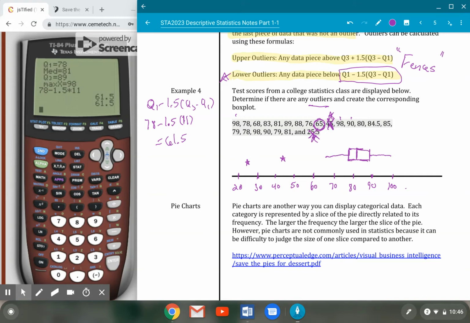So I can extend my whisker down here just below that 70, in between that 60. So that's what my box plot would look like in this case.